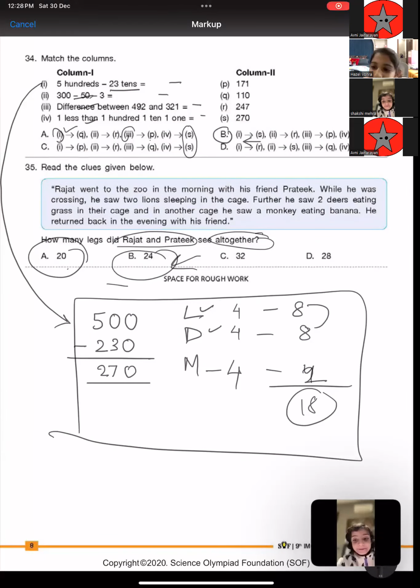Definitely. But there will be not only Rajat and Pratik in the zoo. There will be more people also. But in the passage, it's mentioned only Pratik and Rajat's name. So we will have to include their legs.